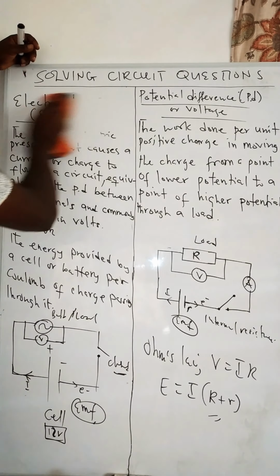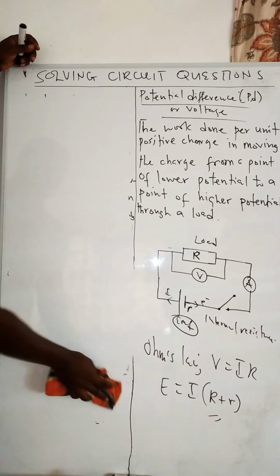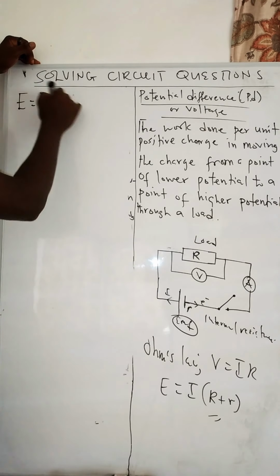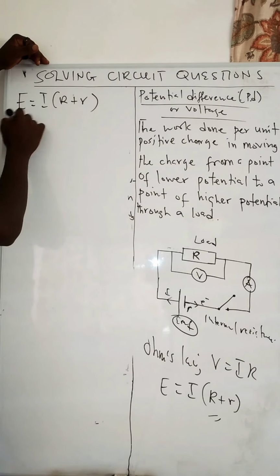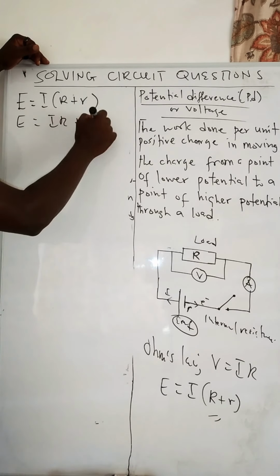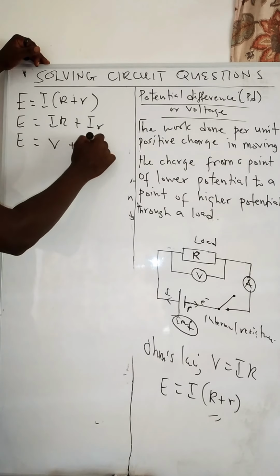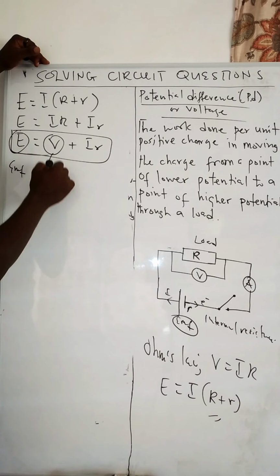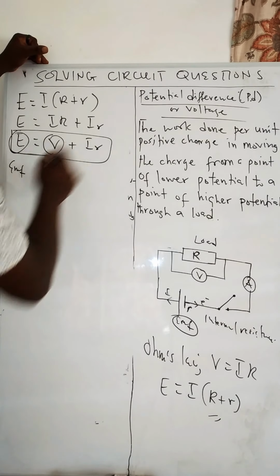Now let me just open up the equation and explain a few things over here. Good. Now I have E equal to I into bracket R plus small r over here. If I expand this, I'm going to get E equal to IR plus I small r, so that E becomes equal to V plus I small r. Now looking at this expression, you realize that we have our EMF here, which is representing E, and then we have our potential difference here in this equation, whereas this represents the current multiplying the resistance.